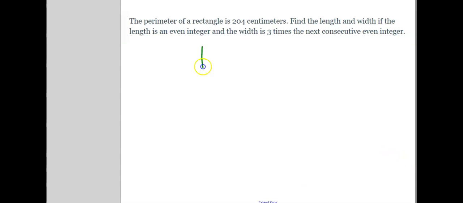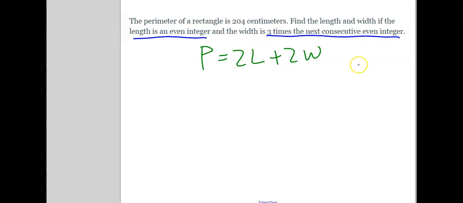So, we know that the perimeter of a rectangle is twice the length plus twice the width. The length is some integer we don't know, which happens to be even, and then the width is 3 times the next consecutive even integer. So to go from an even to the next even, you'd have to add 2. Now we're going to input these values into our formula here.